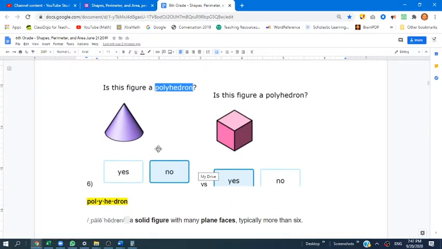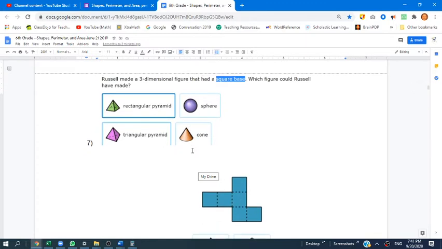Number 6. Is this figure a polyhedron? Yes or no? So which one of these figures is a polyhedron? If you don't know what a polyhedron is, just say, I don't know. Number 7. Russell made a three-dimensional figure that had a square base. Which figure could Russell have made? Is it a rectangular pyramid, sphere, triangular pyramid, or cone?